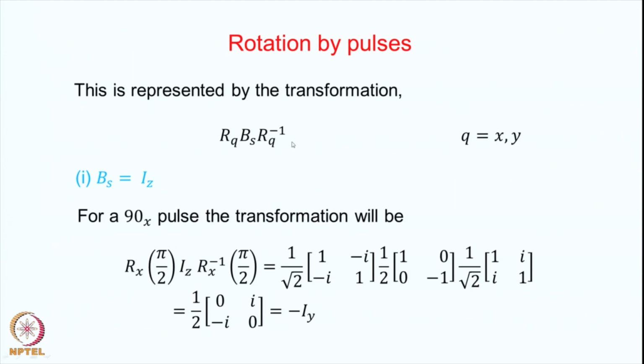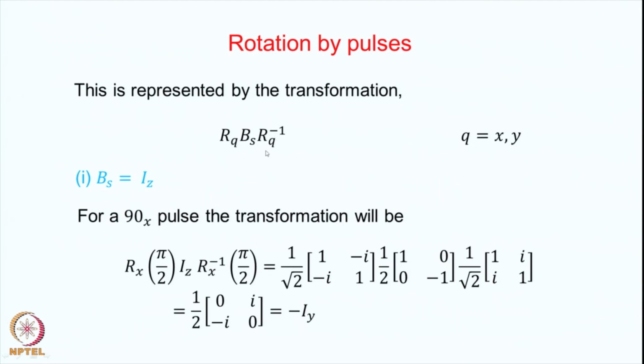Now we turn to the evolution under the influence of pulses. What do the pulses do? We have seen earlier that the particular basis operator gets transformed by this sort of a transformation. This represents a rotation, a pulse, and this is the basis operator, again a pulse P, P minus 1, and the pulse can be applied along the x or the y axis, and therefore I write here Rq, the rotation operator Rq, and Rq minus 1. So these represent the pulses. Q can be x or y.